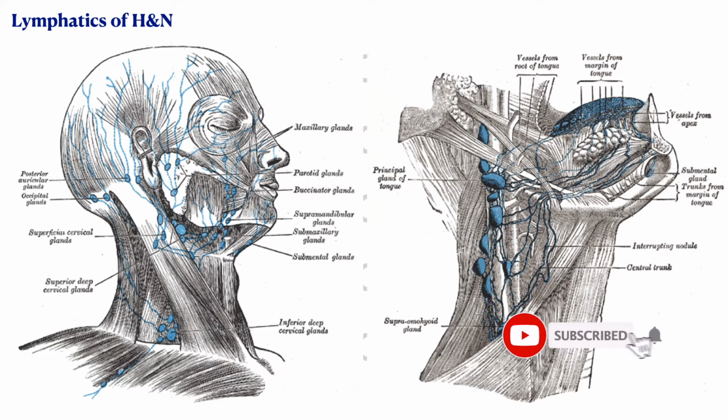After we have concluded the neck and concluded the head structures present outside the cranial cavity, I think it's time to have a look at the lymphatic drainage of the head and neck, as I promised before. You see, it's very simple. Lymph nodes are divided into two groups: superficial group and deep cervical group.